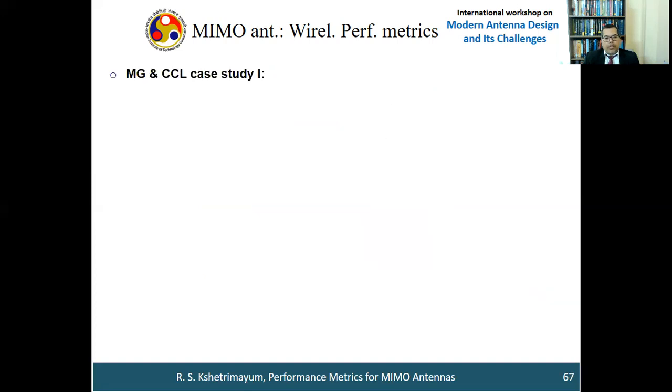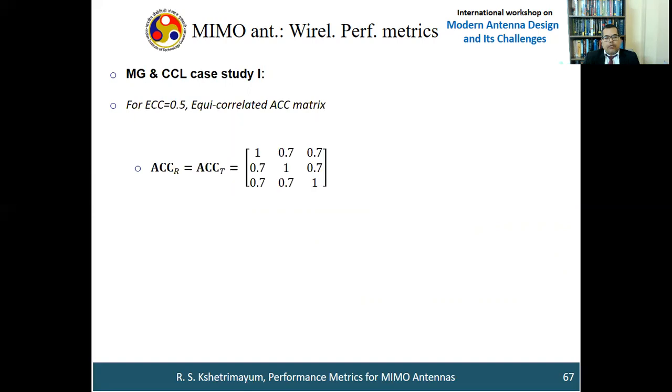How much is the multiplexing gain? Multiplexing gain when you have ECC is equal to 0.5. It's a 3x3 MIMO system, and the antenna correlation coefficient for the equi-correlated case when you have ECC equal to 0.5 is given here. Where employing identical antennas at the transmitter and receiver, channel capacity loss is 4.4218. It's quite high, so it's not desirable. You need to reduce the ECC value in order to have a lower value of the channel correlation coefficient.